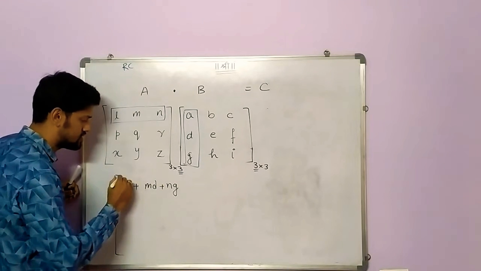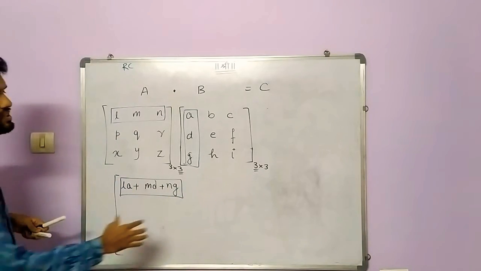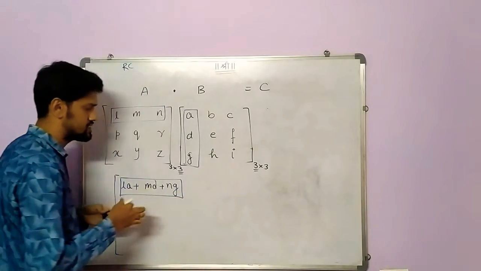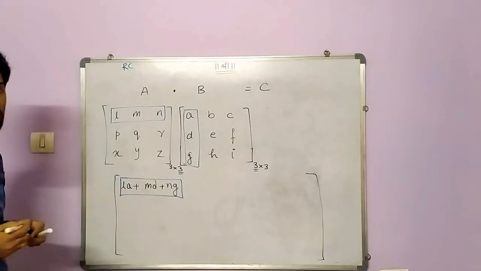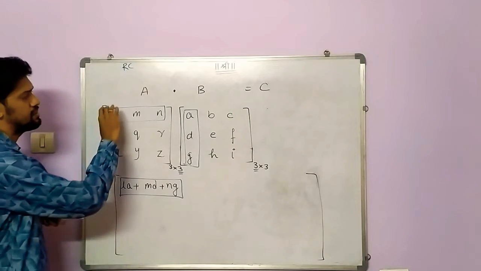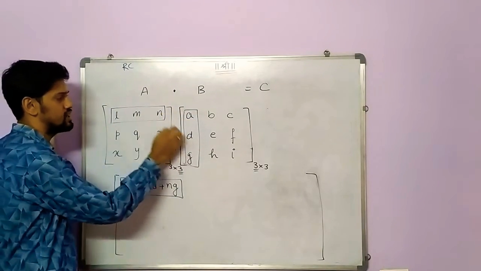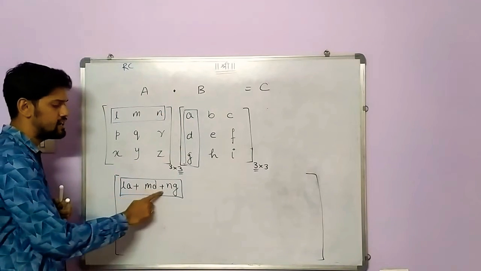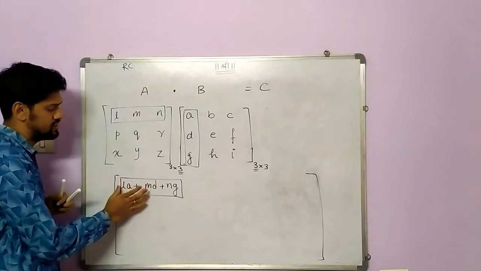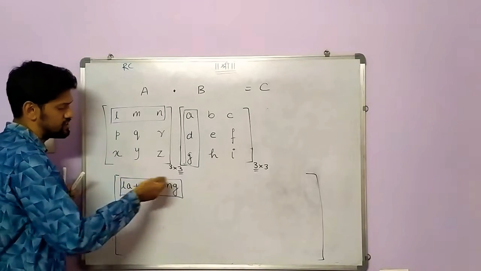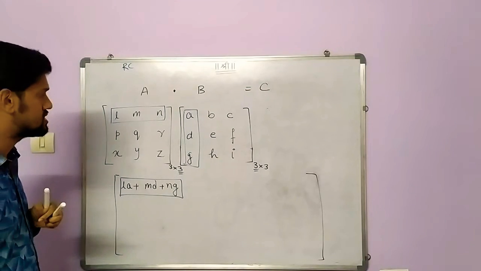This is my first element here. To get this second element in the matrix, please note I have just got the first element of this matrix. After multiplying the first row and first column, corresponding elements are multiplied and they are added. Once I do that, I'll get a number which is the number in the first row and first column of the answer, that is matrix C.